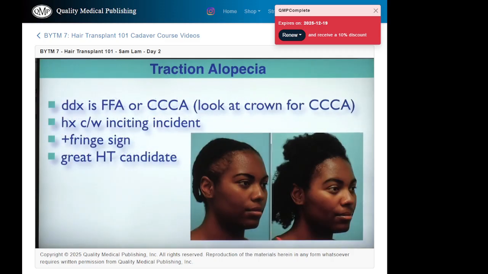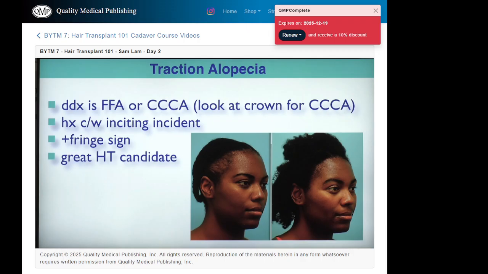Traction alopecia is highly treatable with a transplant because it's non-scarring. However, this is the big thing, as you see, the differential diagnosis is FFA, CCCA. If you see loss of eyebrows, thinning, itching, burning, that could be FFA. We'll hear about that in the next section. Also, if they have thinning in the crown that looks unusual, that's CCCA. Actually, 30% of what looks like traction is actually CCCA.